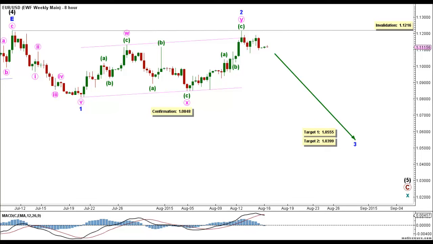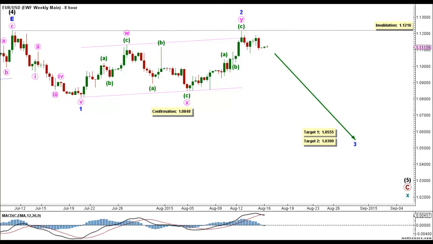This count expects the euro to resume moving towards the downside in minor wave 3. This will be confirmed by movement below 1.0848, with higher confirmation below 1.0809. At 1.0555, minor wave 3 would reach 161.8% the length of minor wave 1. Then at 1.0148, it would reach 261.8% of its length. This wave count is invalidated by movement above 1.1216, as minor wave 2 may not move beyond the start of minor wave 1.